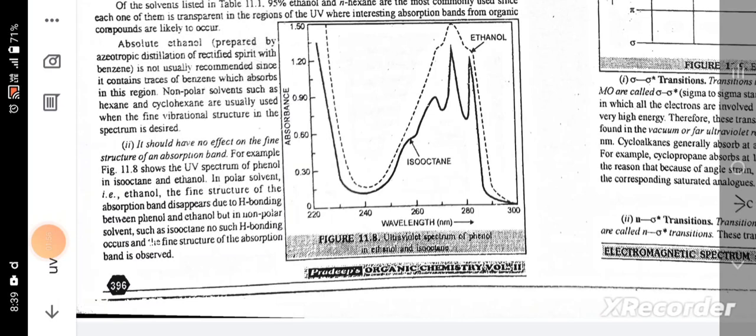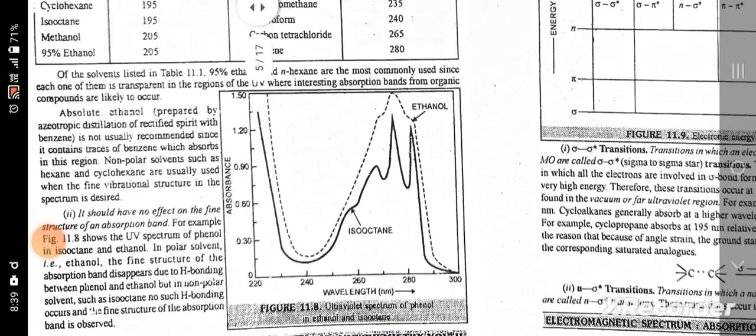For example, figure 11.8, ultraviolet spectrum of phenol in ethanol and isooctane, shows the UV spectrum of phenol in isooctane and ethanol, a polar solvent. The fine structure of the absorption band disappears due to H bonding between phenol and ethanol, but in non-polar solvents such as isooctane no such H bonding occurs and the fine structure of the absorption band is observed.